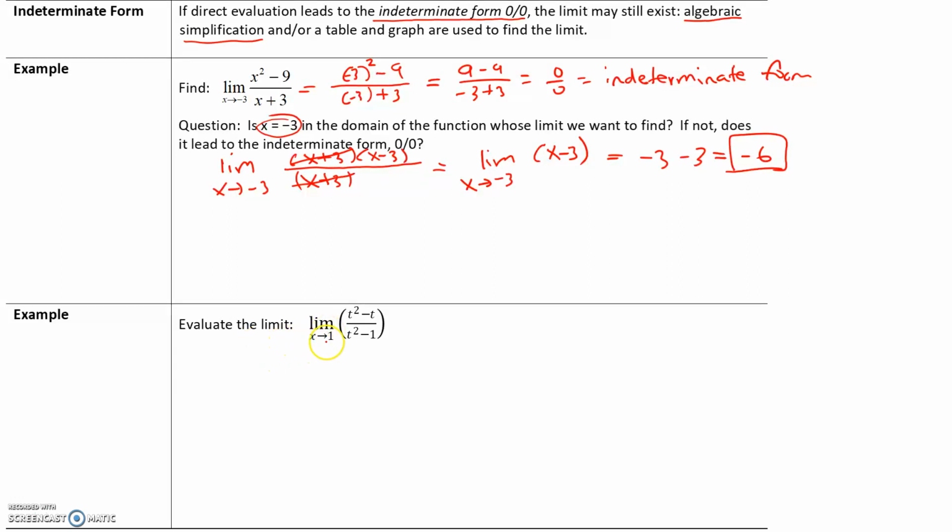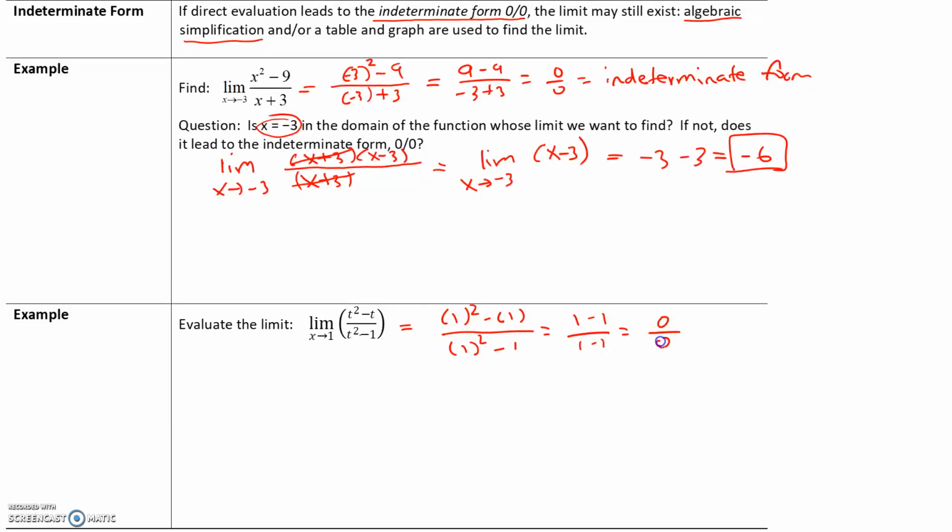Evaluate the limit as x approaches 1 of t squared minus t over t squared minus 1. The first thing you always have to do is plug it in and check: do I have the indeterminate form? I don't need that when I plug things in, so I'm going to erase it. So I have 1 squared minus 1. T is still 1, so I have 1 squared minus 1. So this is 1 minus 1 over 1 minus 1.